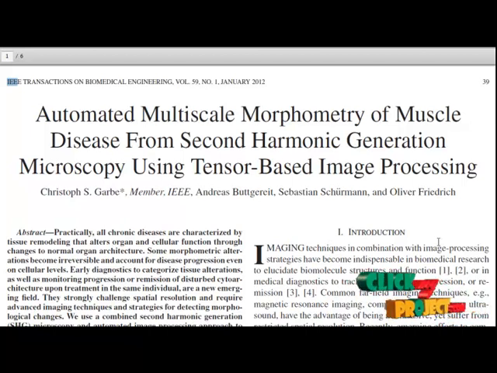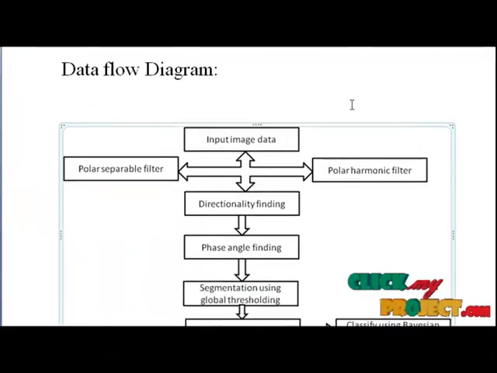The boundary tensor approach, adapted and optimized for SHG data, is a suitable approach to allow quick quantitative morphometry in whole tissue slices. Our algorithm outperforms manual detection by time with similar reliability. Now let us see the view on the data flow diagram.